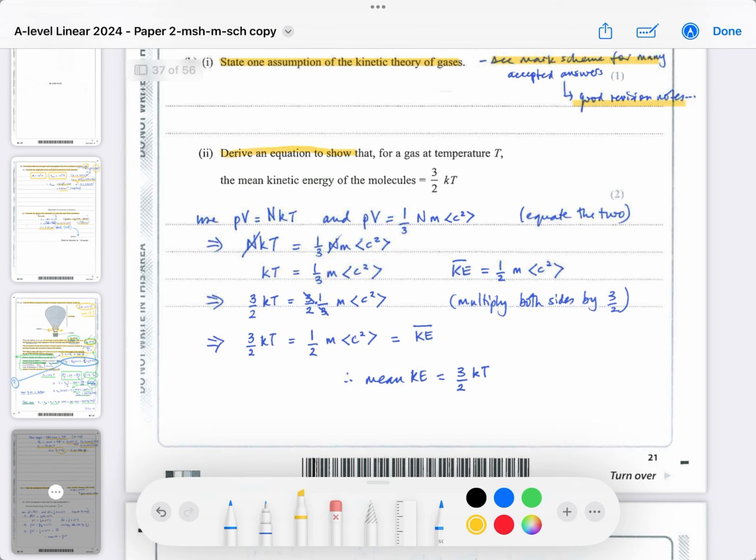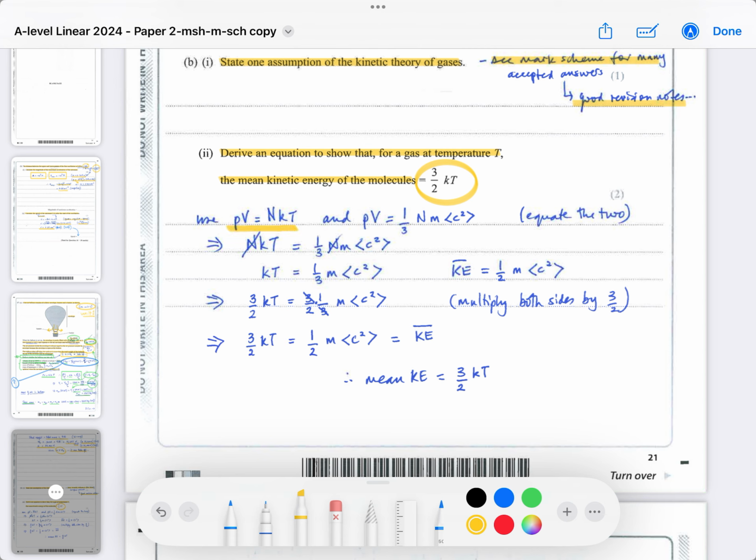Derive an equation to show that for a temperature T for a gas, the mean kinetic energy is given by the known equation 3/2 kT. Yes, kT, a girl's name. That's how I used to remember it when I did my A-level many years ago. So we know that PV equals NkT. We used that equation before. And we know these equations are given to you.